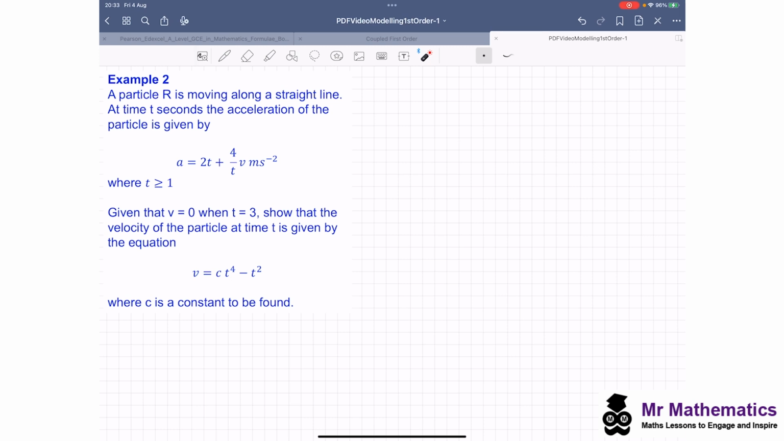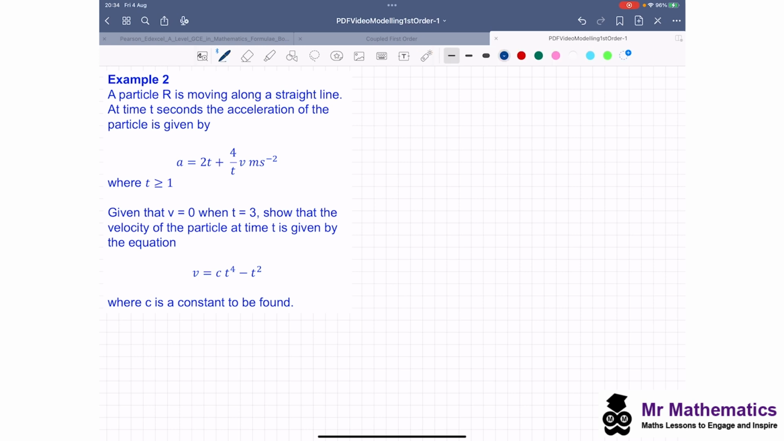Okay, so in question 2, we're told that a particle is moving along a straight line. At time t seconds, the acceleration of the particle is given as this function, where t is greater than or equal to 1. So we're being given that v equals 0 when t equals 3, and shown that the velocity of the particle at time t is given by this equation here, where this constant here we need to find.